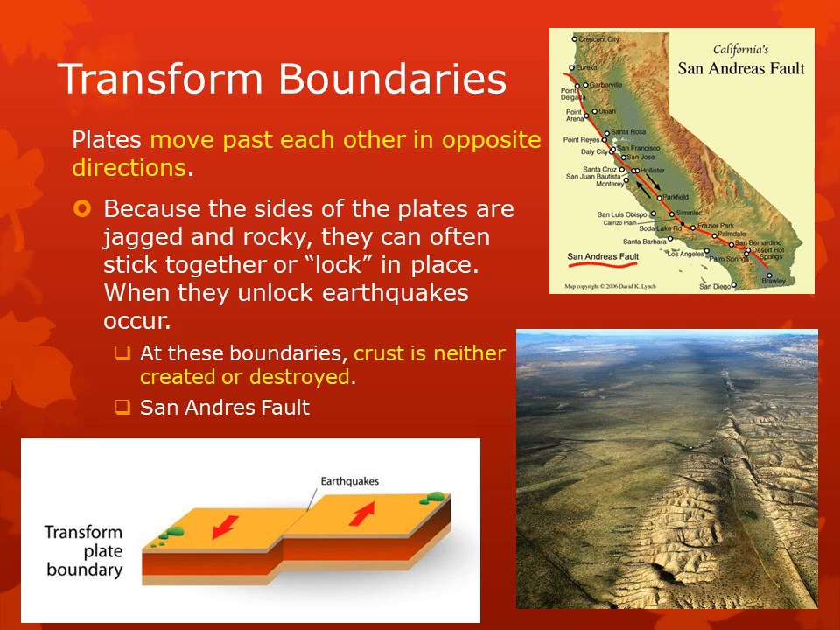One of the most famous transform boundaries is in California, in the United States, and that's called the San Andreas Fault. You see the map on the top right, the fault runs right through California and causes a lot of earthquakes. You also see the picture of the fault line below, where you can actually see the crack in the earth.